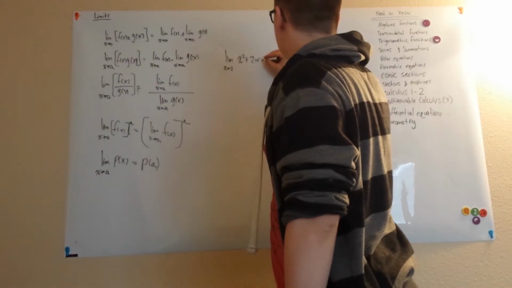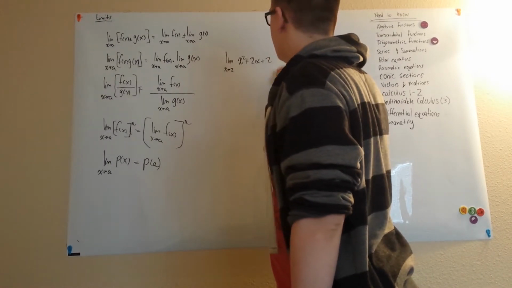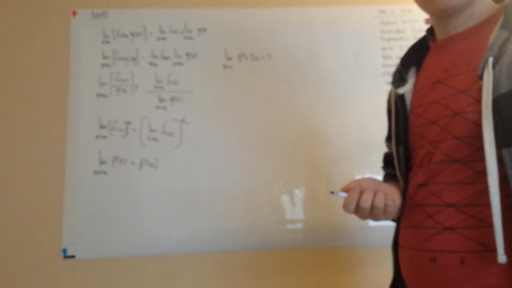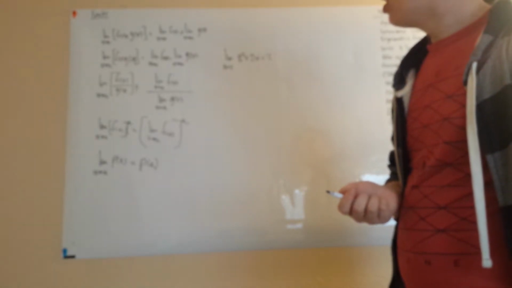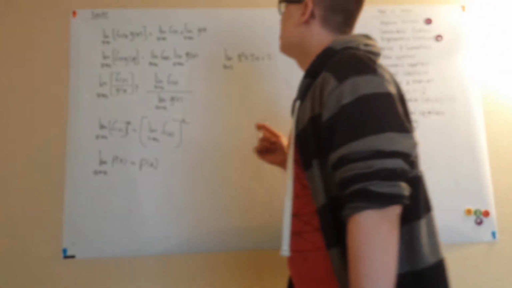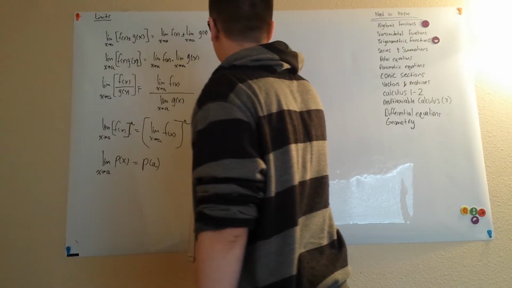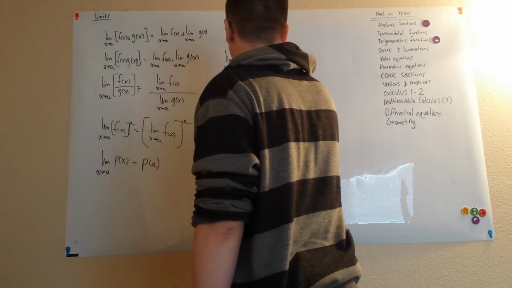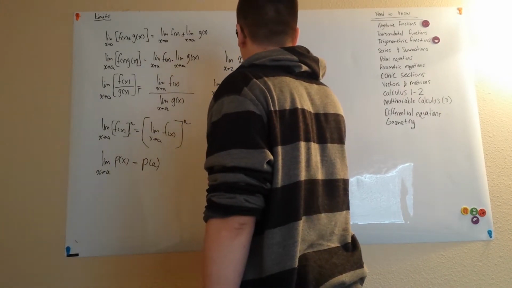So 2x plus 2. Oh, we can actually use the limit properties. And we can separate every function.